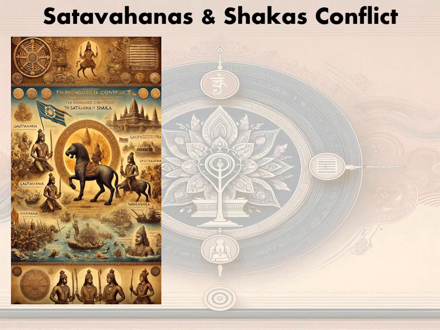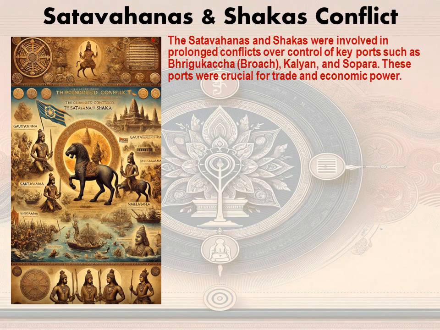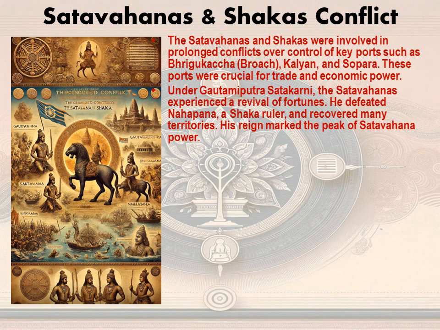Satavahanas and the Shakas conflict. Shakas and Satavahanas were contemporary to each other and they had huge conflict between them. The Satavahanas and the Shakas were involved in prolonged conflicts over the control of key ports such as Bhrigukachchha, which is Baroch, and Kalyan and Sopara. These ports were crucial for trade and economic power. So Satavahanas and Shakas were trying to control the key ports on the western coast of the Indian subcontinent, because these ports were crucial for trade and commercial power. Under Gautamiputra Satakarni, the Satavahanas experienced a revival of fortunes. He defeated Nahapana, who was the Shaka ruler contemporary to Gautamiputra Satakarni, and recovered many territories from the Shakas.